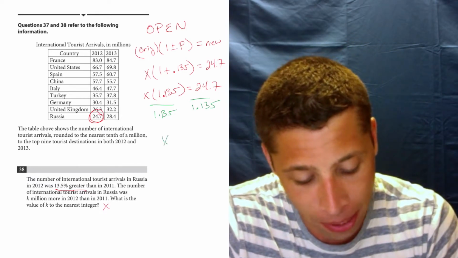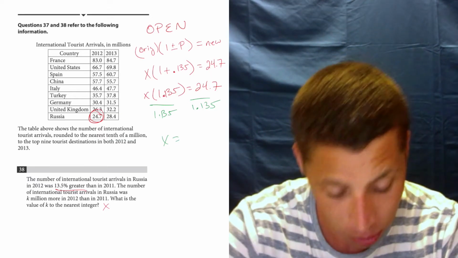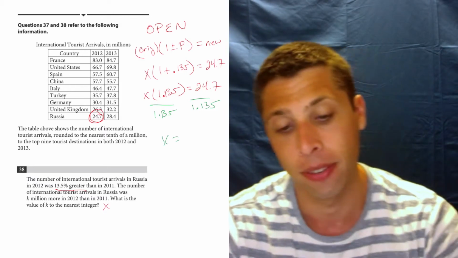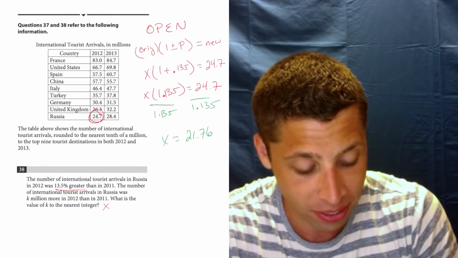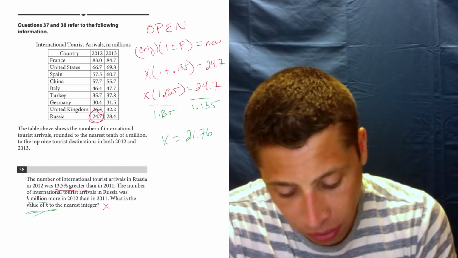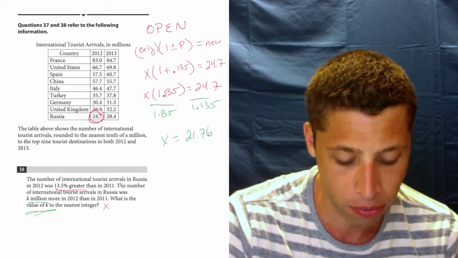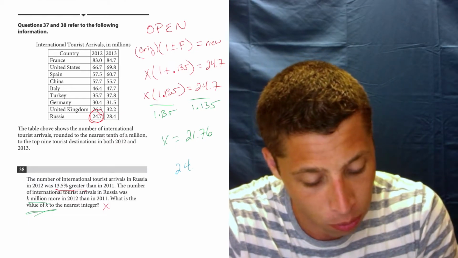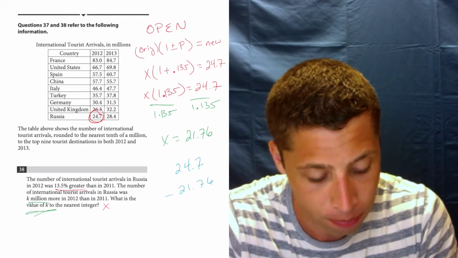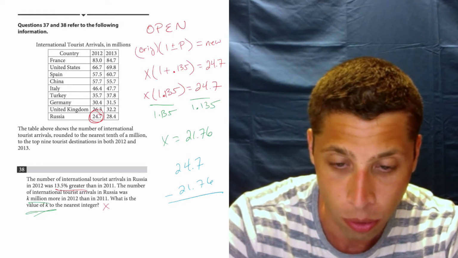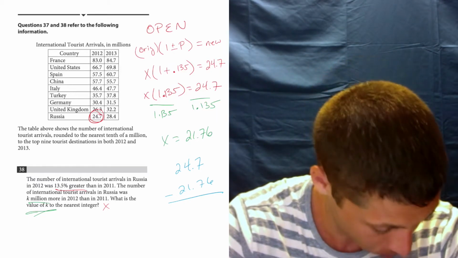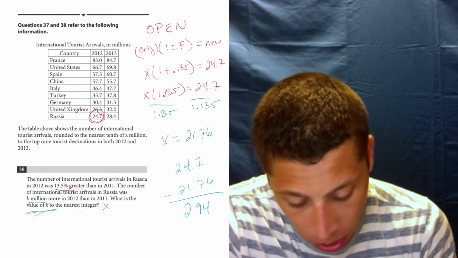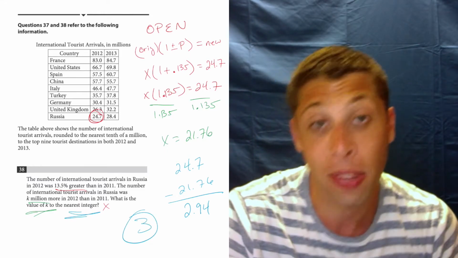So here we get that X is equal to 24.7 divided by 1.135, and that is 21.76. But really what I want to know is the difference. The number of international tourist arrivals in Russia was K million more in 2012 than in 2011. So I just want to take the difference between what I had before and what I have now, so 24.7 minus 21.76 is 2.94, and they want us to round that to the nearest integer, which would be 3.